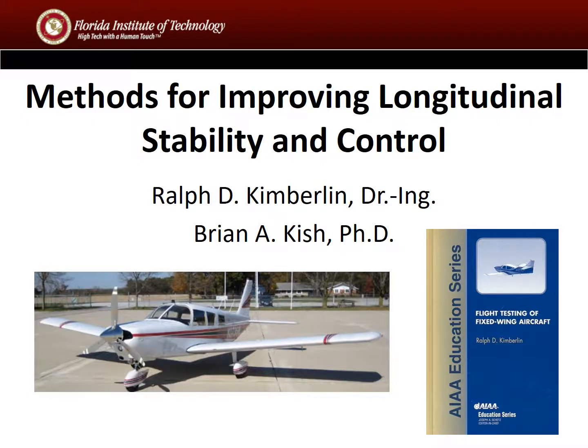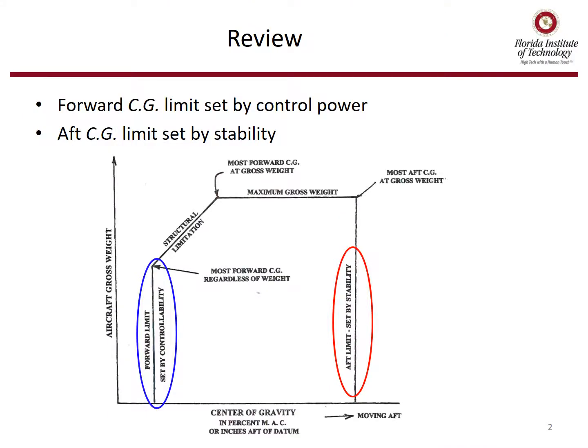We'll now look at methods for improving longitudinal stability control. Information for this topic comes out of Chapter 27. Again, for longitudinal stability, we look at the CG envelope and we know that the forward limit is set by controllability, and the aft limit is set by stability.